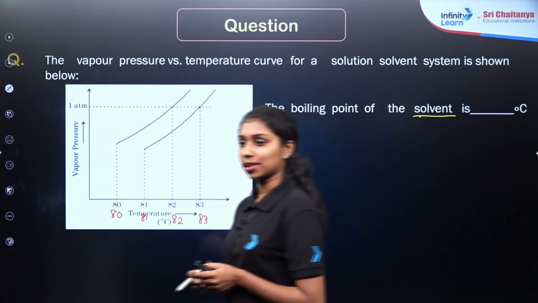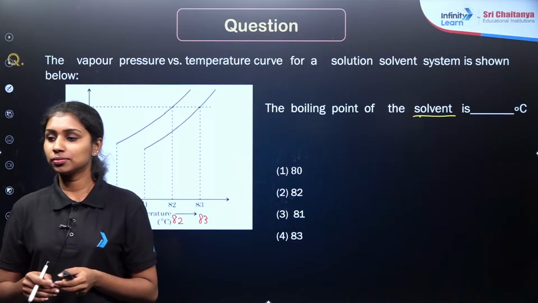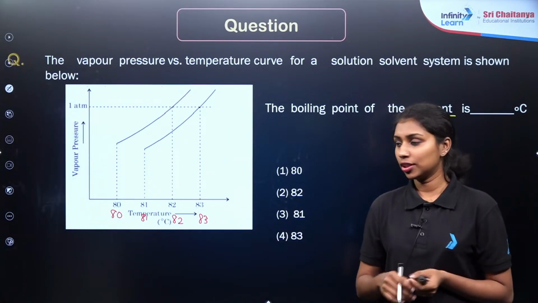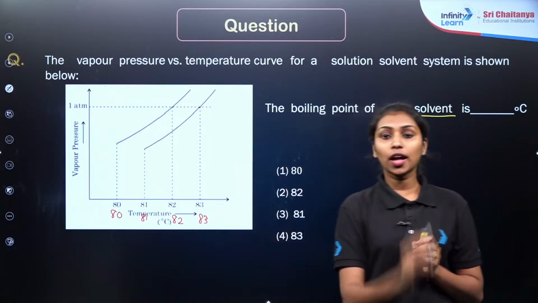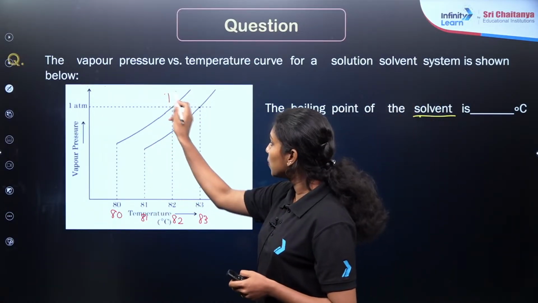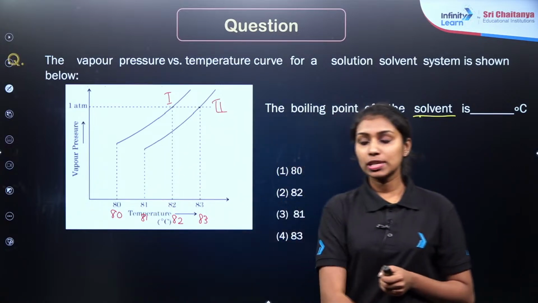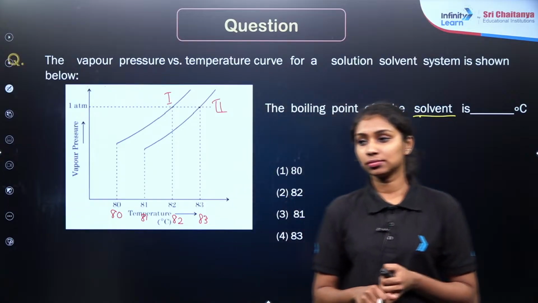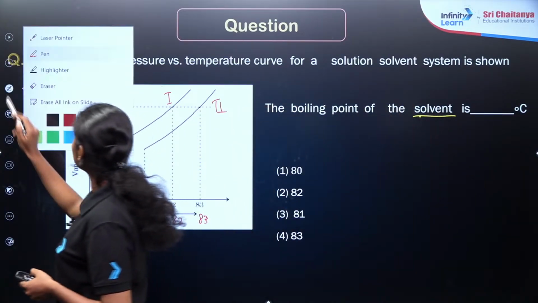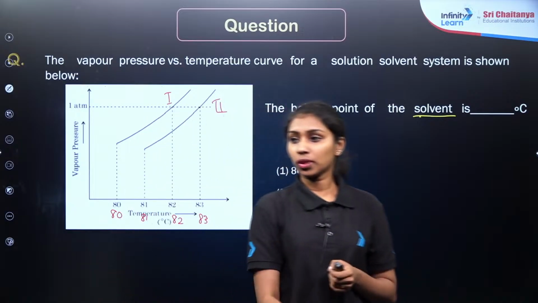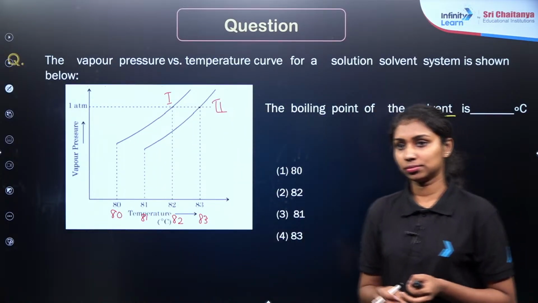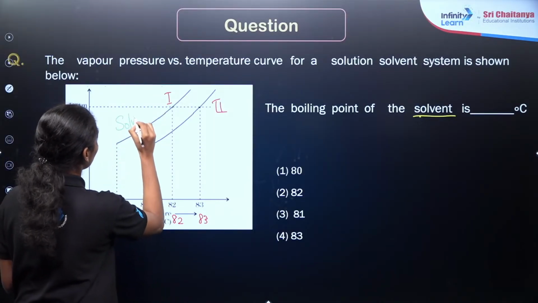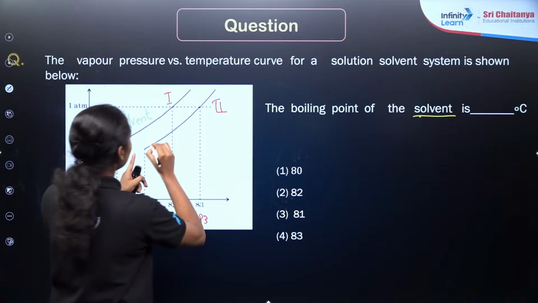Okay, what is the answer for this question? Among these two curves, which one is the curve for the solvent? First one or second one? First one, right? First one is the vapor pressure curve for the solvent. Then second one will be the curve for the solution, right?